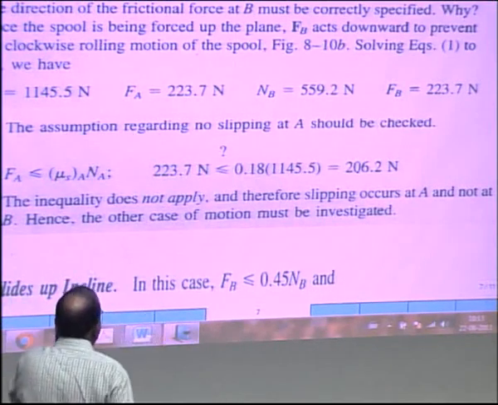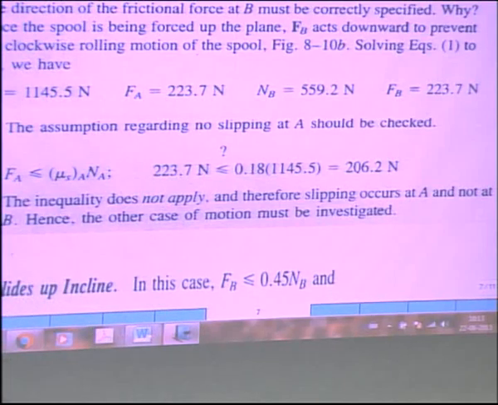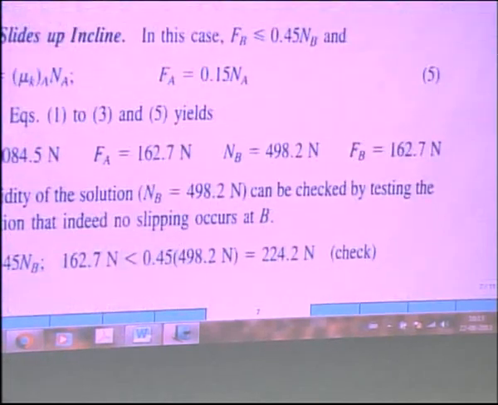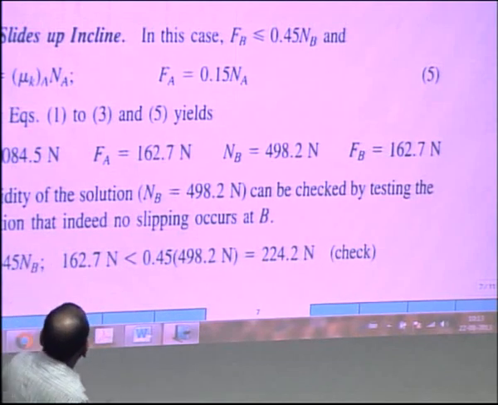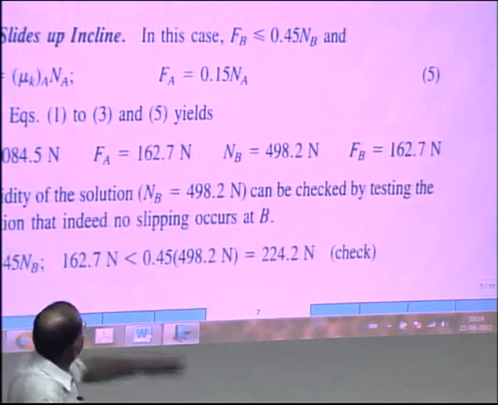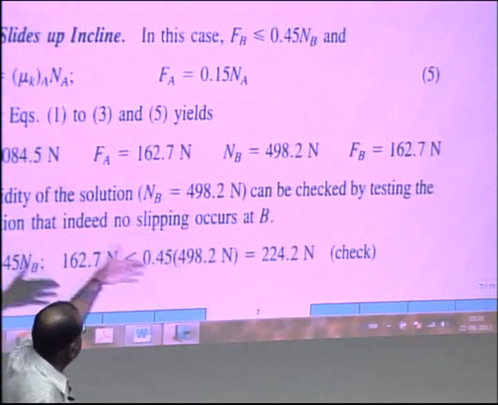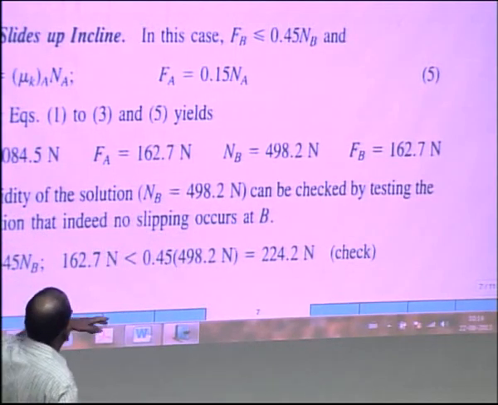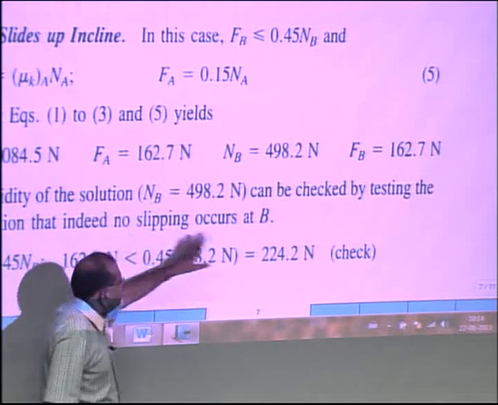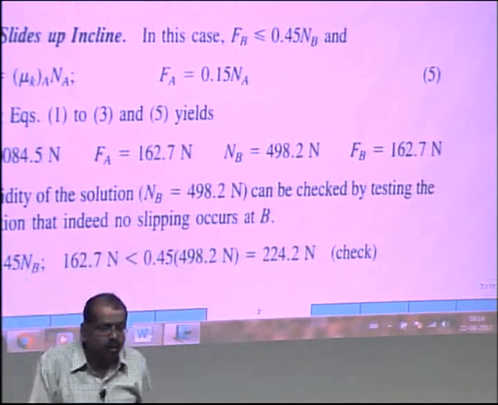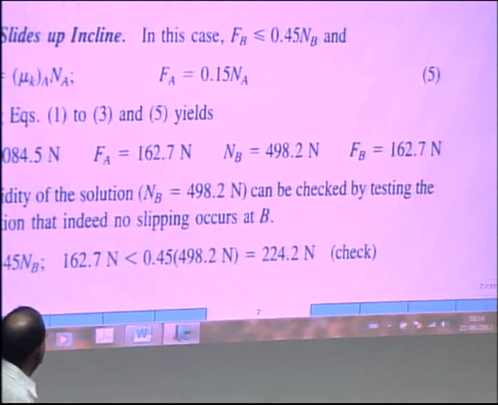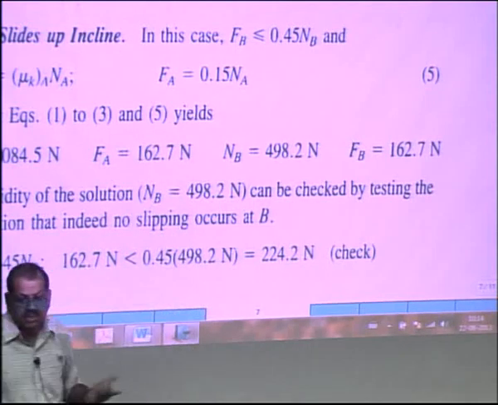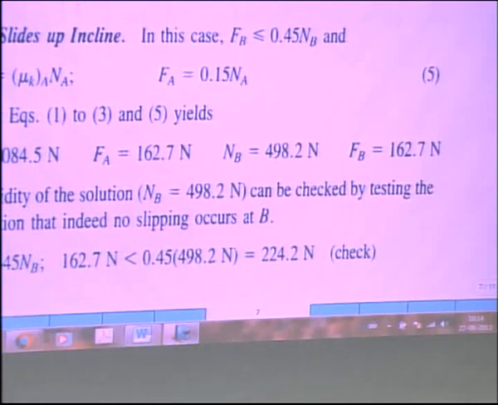Once you do that, now in this case we do the second case, that it is sliding up the incline. In that case, if it is sliding up the incline, then friction force on A is equal to mu times N, and then you put that value, so then you get the value of friction force at B and Nb, and once you do this, then you see that indeed there is no slipping at B by looking at mu B times Nb and friction at B, looking at the limiting value which is equal to this, and then we do find that it has to match because it was not slipping at the other point.